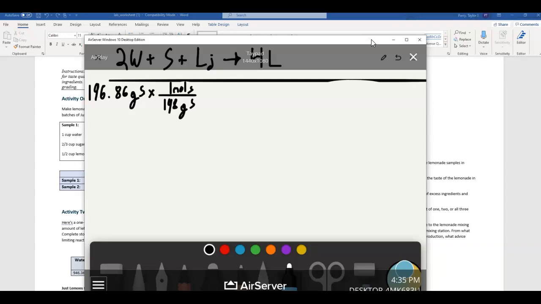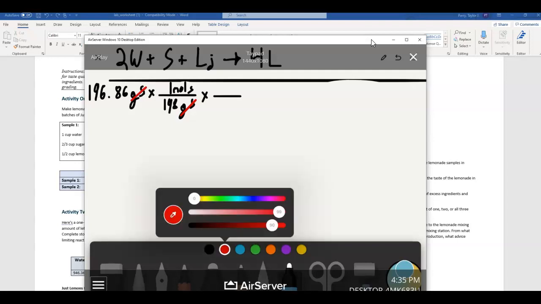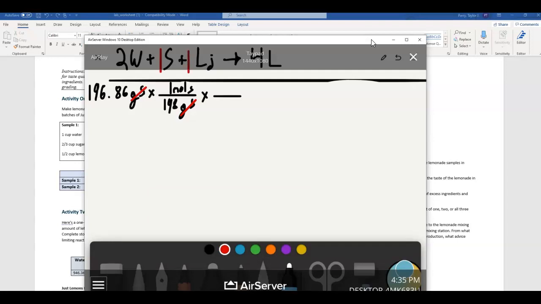Okay, but we're not done because this takes care of our grams of sugar, but we still have moles of sugar. We have to convert this to moles of lemon juice. We're trying to figure out how much lemon juice would react with this much sugar. This is pretty easy though, because if you look at our ratio here, it's a ratio of 1 to 1. So mathematically speaking, it really doesn't do anything. The only thing it does is let us know that we've canceled out our moles of sugar and we're left with moles of lemon juice.